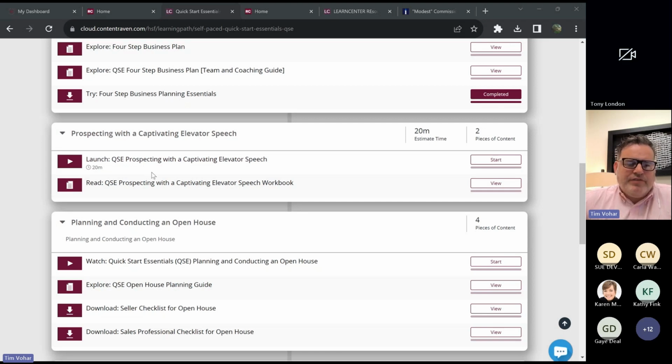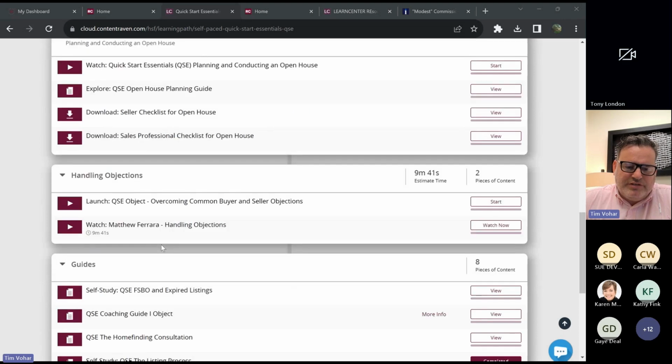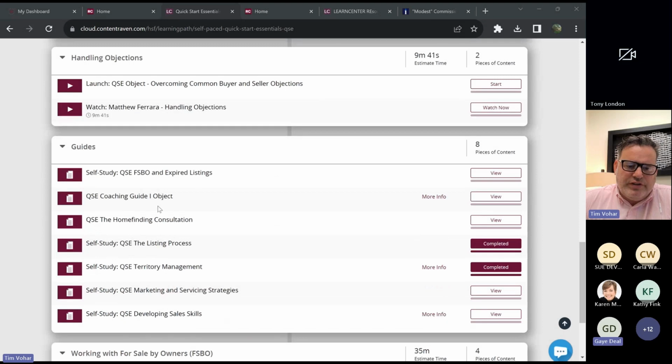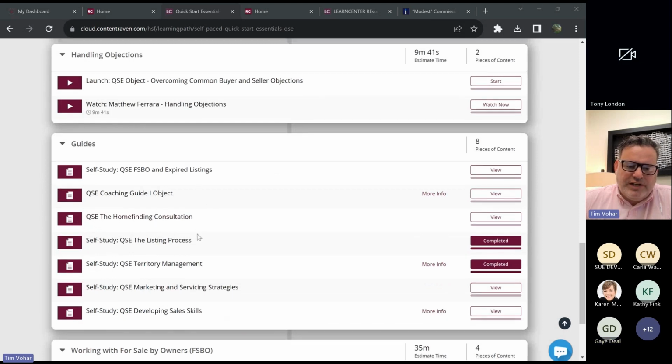You want to have that captivating elevator speech so that you are always speaking to the same conversational points, and that's your base. Like when we're building houses, we dig out that foundation. This elevator speech will always be your foundation. Once you have that elevator speech put together, and it becomes a dialogue rather than a script, you can come down to handling objections and work on these buyer and seller objections. You can also work on these scripting processes for FSBOs and expireds.